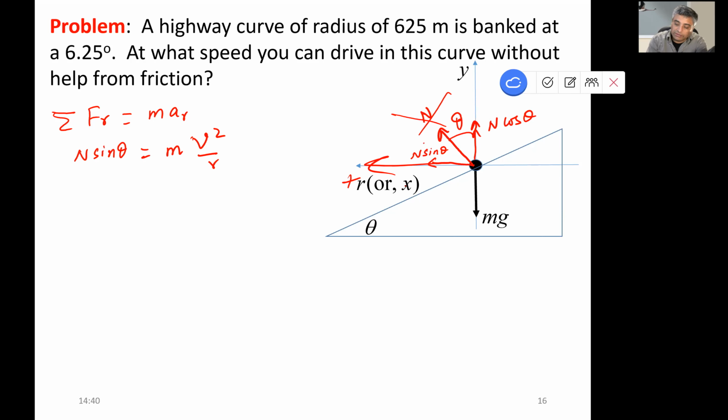So we are looking for speed. R is known. Theta is known. Mass is not known, and let's hope it gets canceled, right? So it looks like we need the normal force. Okay, so where do we find the normal force from?